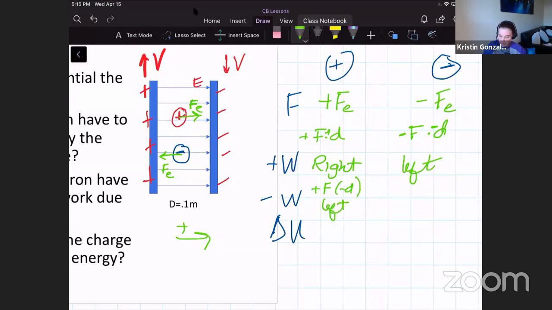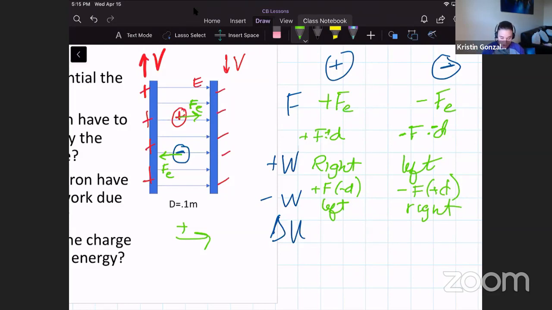And same thing for the negative charge. If the force is still negative, if I want a negative work, I want positive displacement. So it is moving to the right. So in general, for the work done by the electric field to be positive, the charges have to move the way they kind of want to move, right?